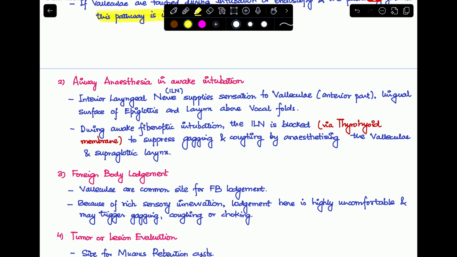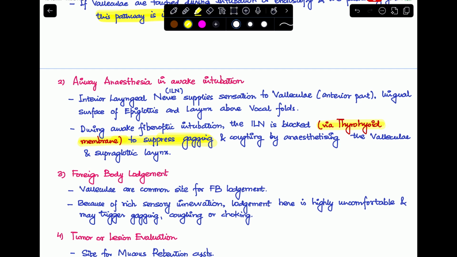So during awake fiber optic intubation, this internal laryngeal nerve is blocked via the thyrohyoid membrane to suppress the gag reflex that I was just talking about. So it suppresses the gagging and the coughing by anesthetizing the vallecula and the supraglottic larynx. This is the second applied importance of the vallecula.